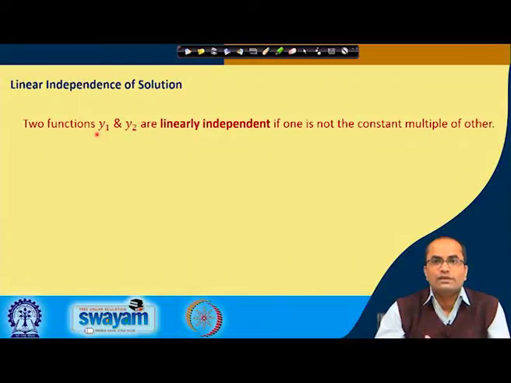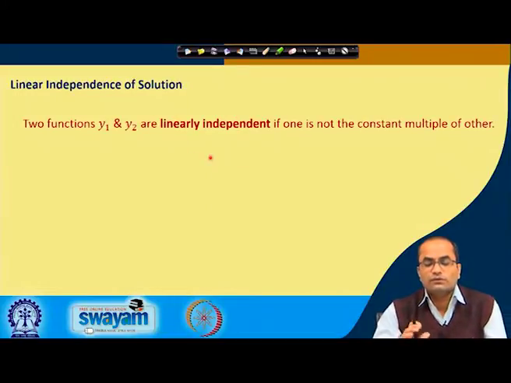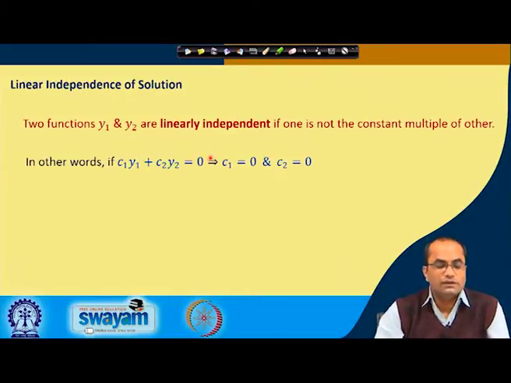For example, we have sin x and we have 2 times sin x. They are linearly dependent, because the second function is just 2 times the first function. But for linearly independent functions, we cannot write one as a constant multiple of the other.